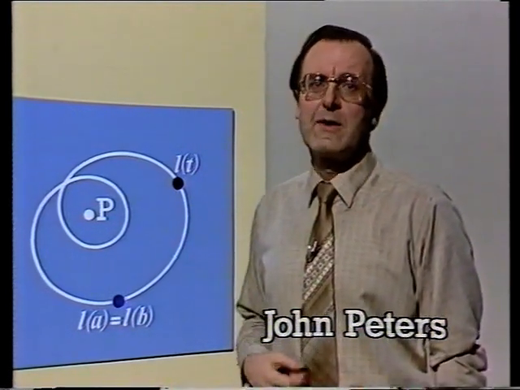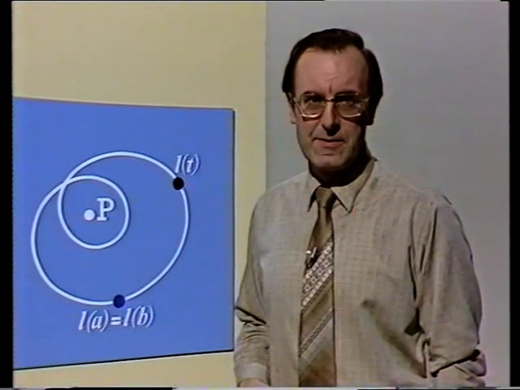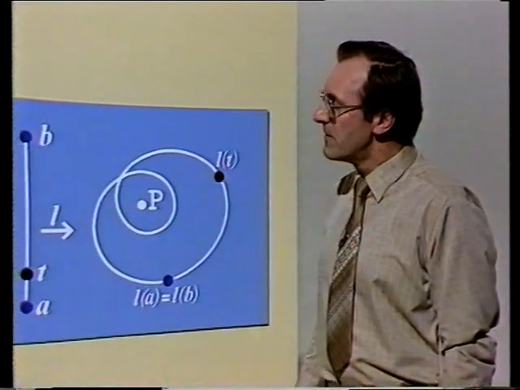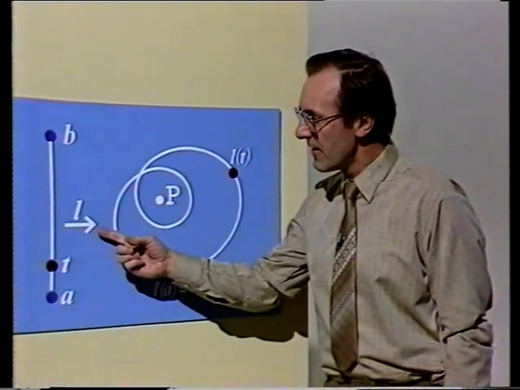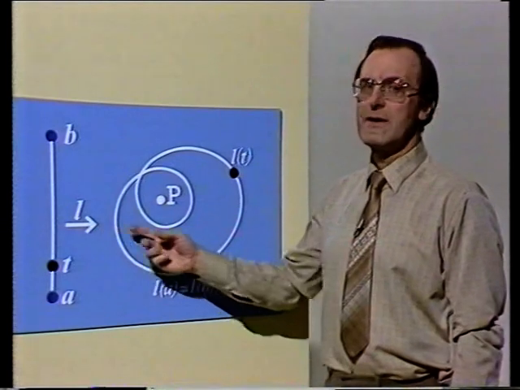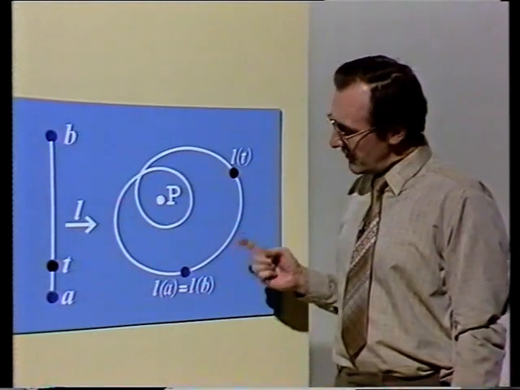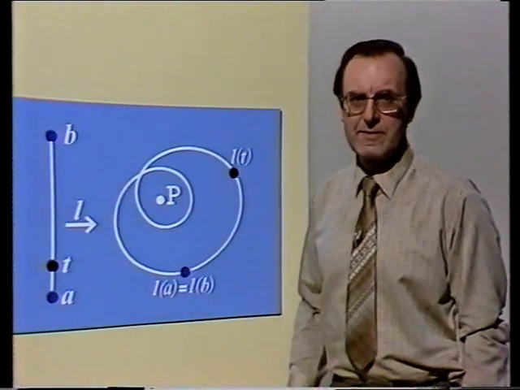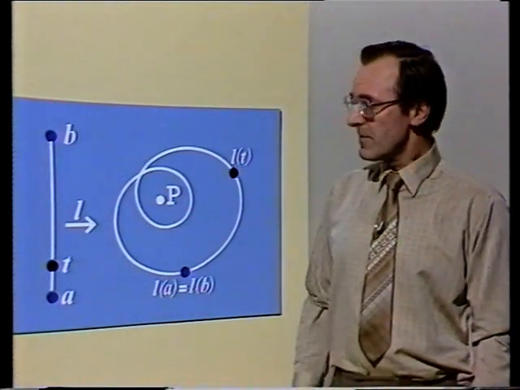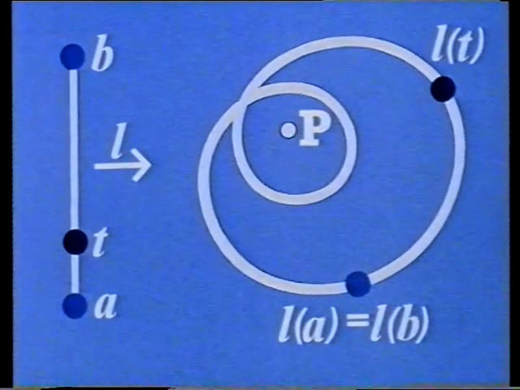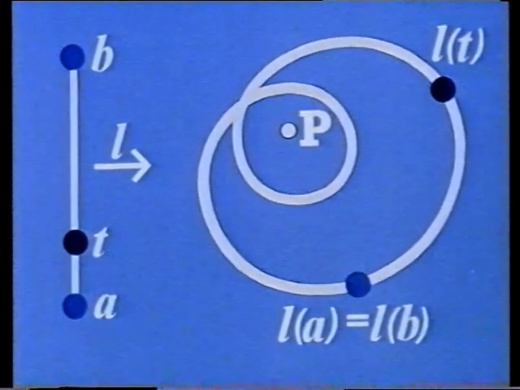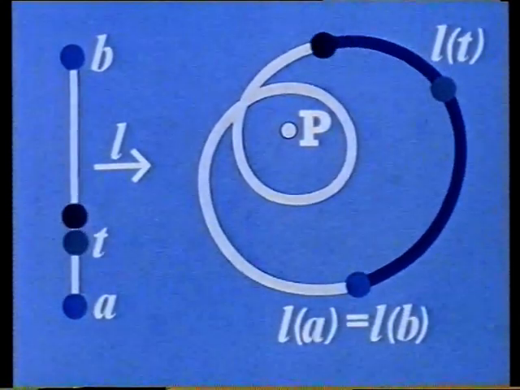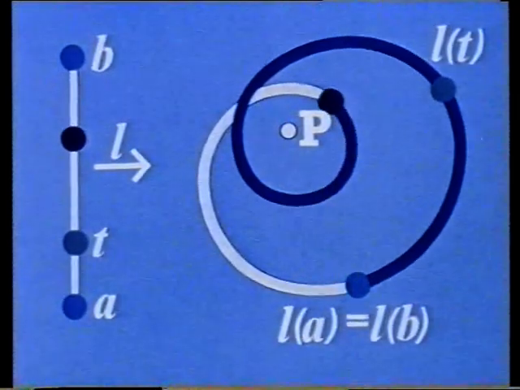To start with, we have to say what we mean by a loop, because we mean more than just a closed curve. A loop is in fact a continuous function L from an interval AB to the plane R2, with L of A equal to L of B to ensure we get a closed image curve. You could think of the point T as representing time. Then, as T increases steadily from A to B, the image point traces out the curve.